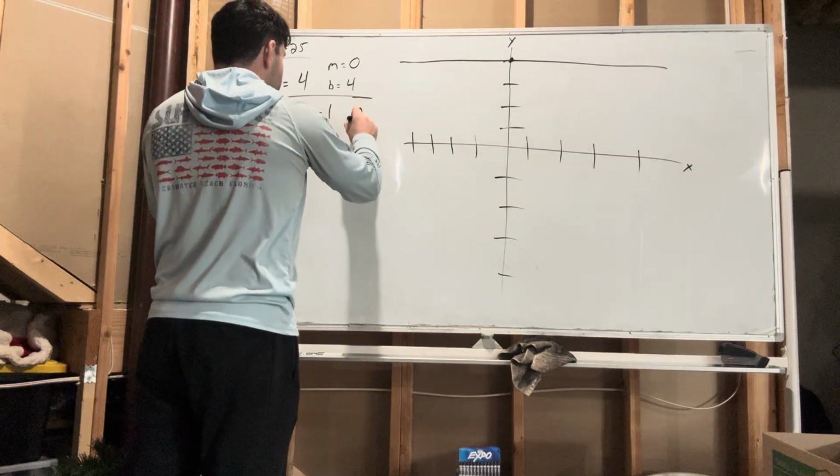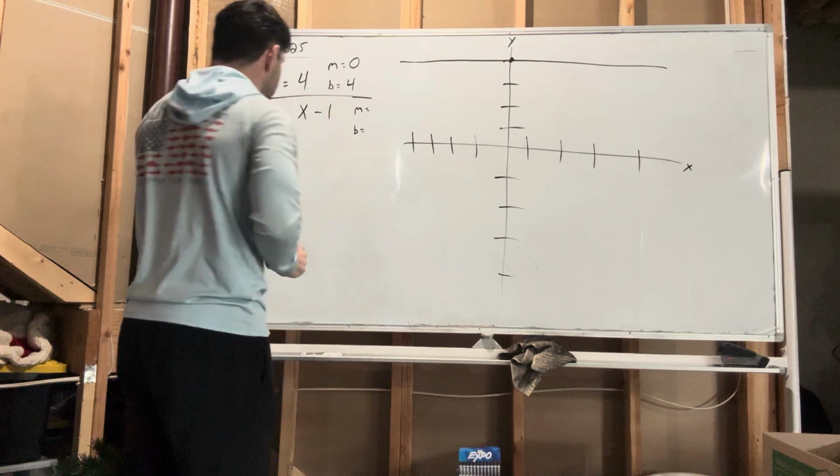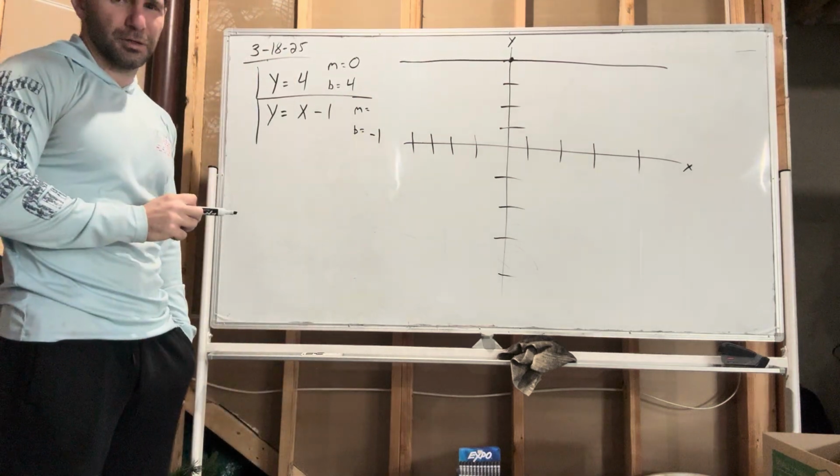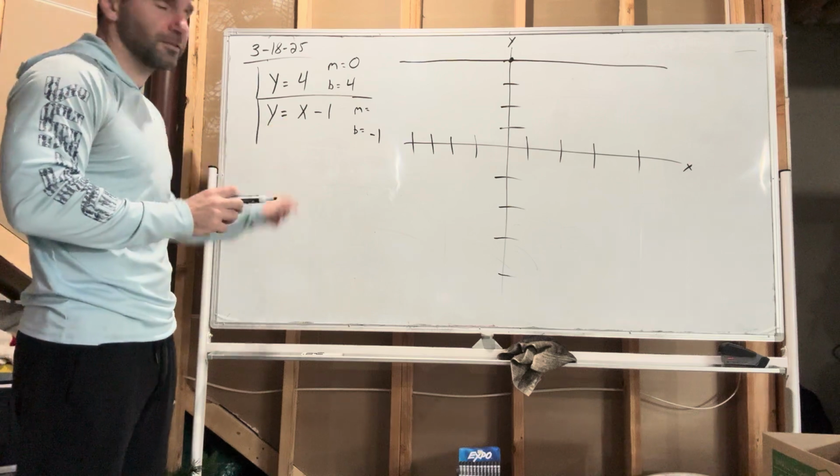So this is y equals x minus 1. My b is easy. It's a -1. But what is my slope? There is no coefficient in front of that.